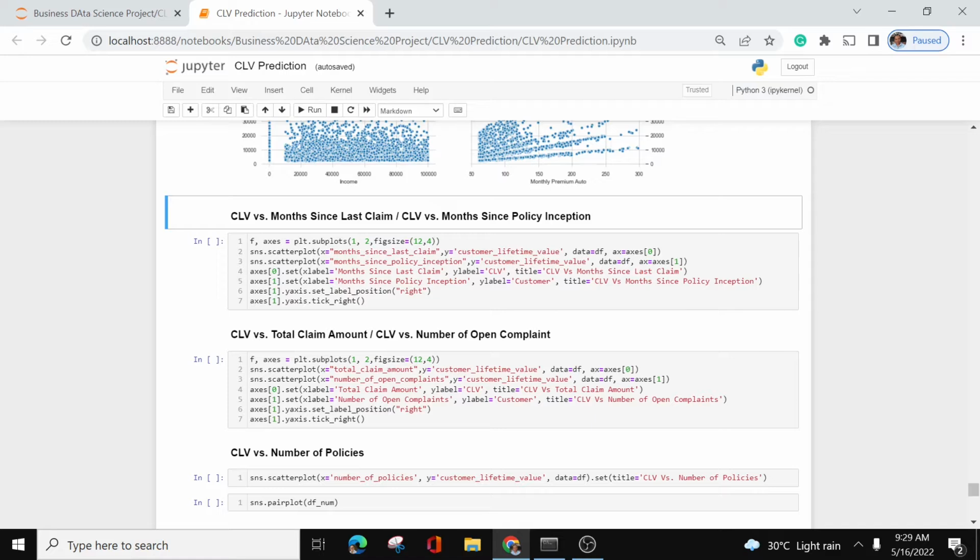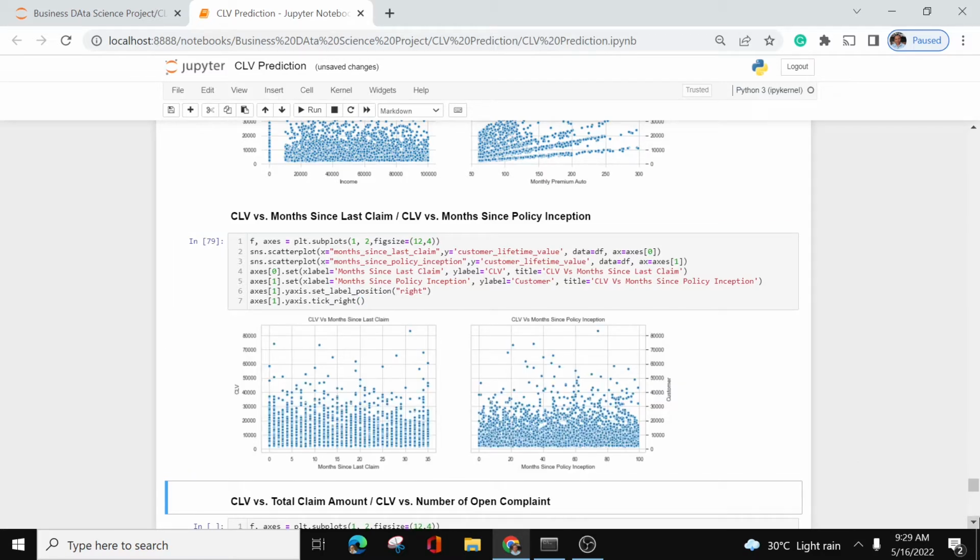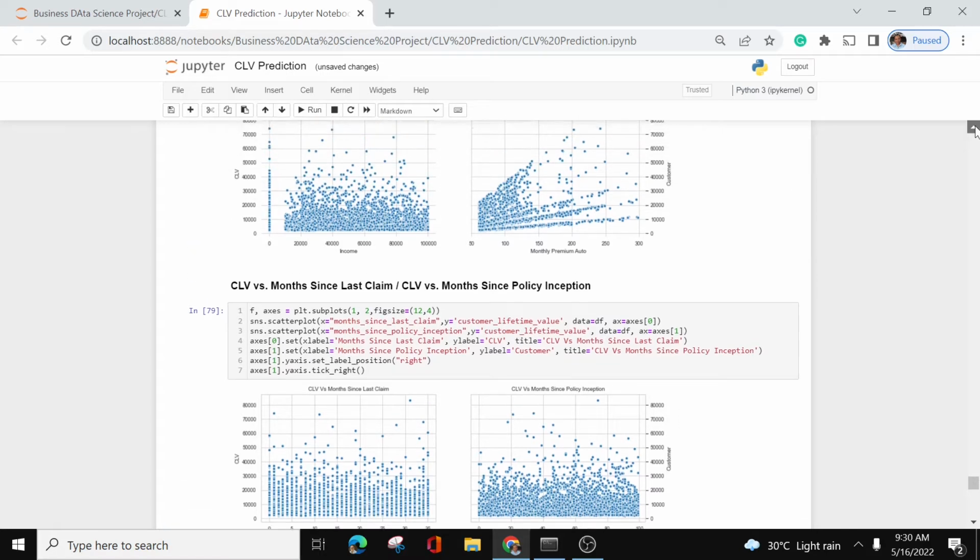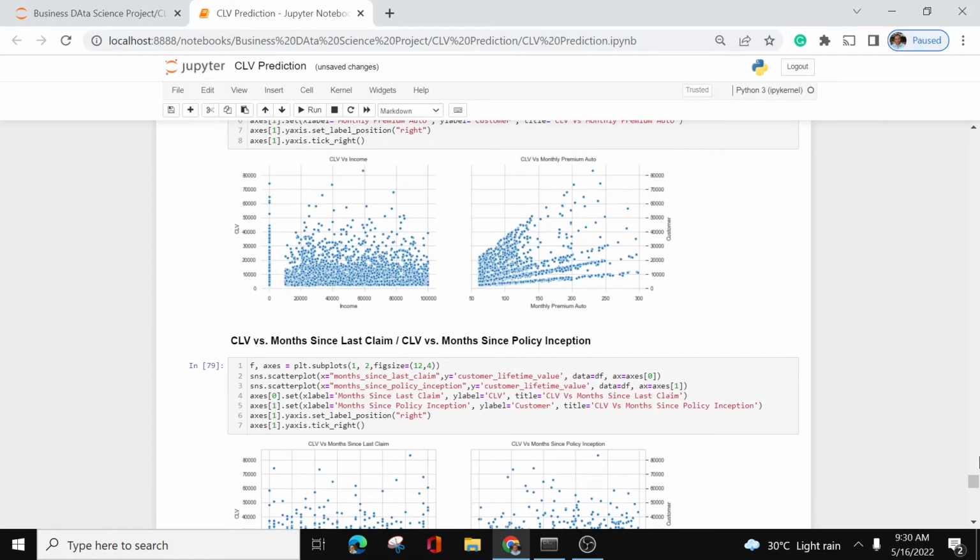Now we have the CLV versus months since last claim and CLV versus months since policy inception. Let's see if there is a positive or negative relationship. For the first one, this is not really good. With respect to CLV versus months since policy inception, it could be somewhat positive, but not as high in comparison to the CLV versus monthly premium auto.